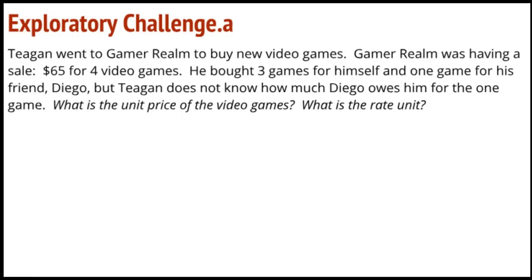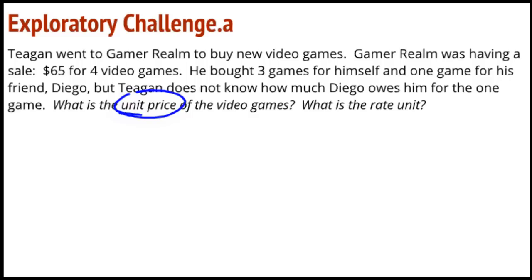All right, so exploratory challenge. Tegan went to Gamer Realm to buy new video games. Gamer Realm was having a sale, $65 for 4 video games. He bought 3 games for himself and 1 game for his friend Diego. But Tegan does not know how much Diego owes him for the 1 game. And we are looking for the unit price, the price for 1.